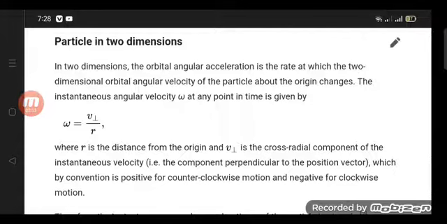Particle in two dimensions. In two dimensions, the orbital angular acceleration is the rate at which the two-dimensional orbital angular velocity of the particle about the origin changes. The instantaneous angular velocity at any point in time is given by the orbital angular rate. Equally, orbital angular acceleration is equal to the angular velocity change per unit time.